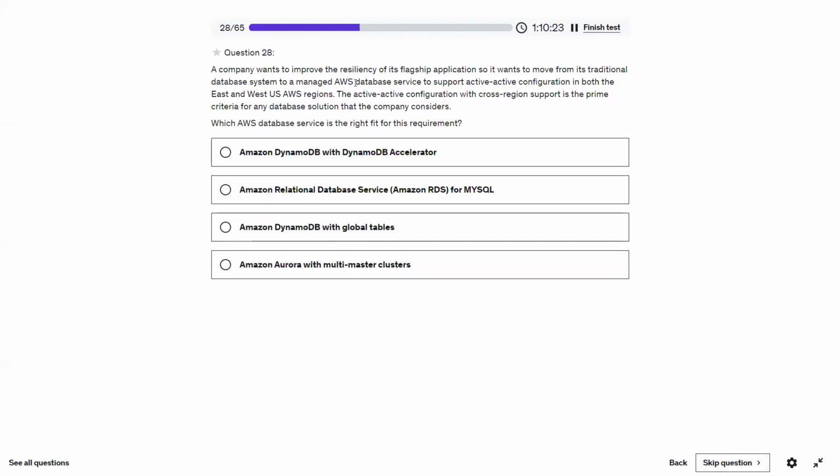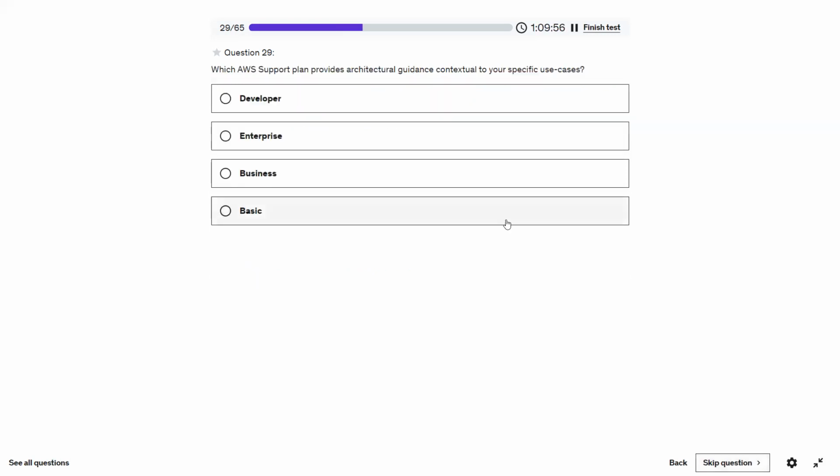A company wants to improve the resiliency of its flagship application, so it wants to move from its traditional database system to a managed database. This is a repeated question from the previous set. To support active-active configuration, I told you, the database is running on two servers and both servers are active. So which option is correct? Amazon DynamoDB with global tables is the right answer, which is fitting.